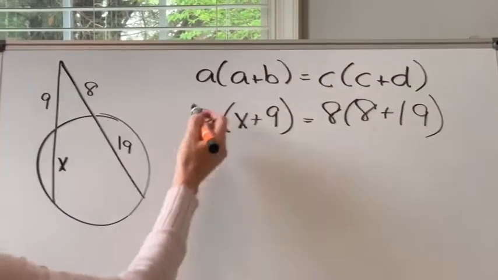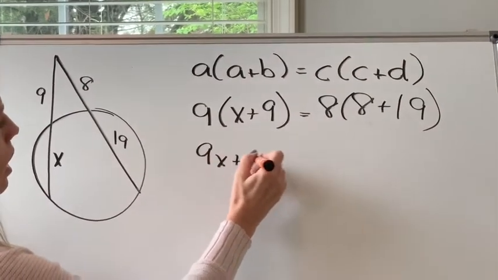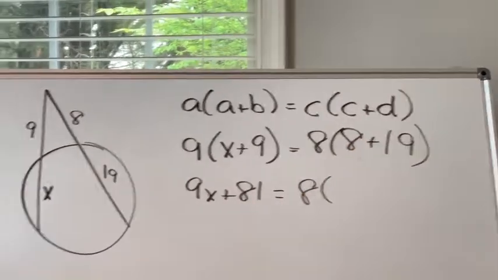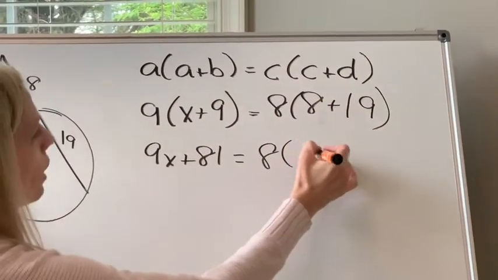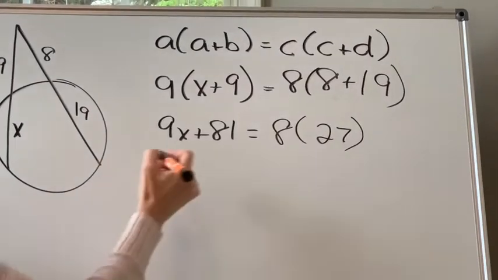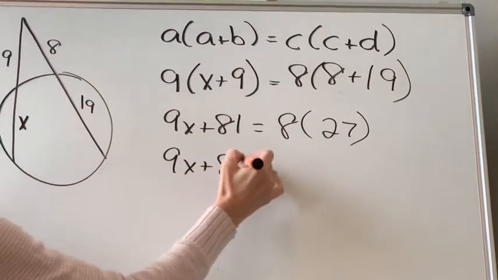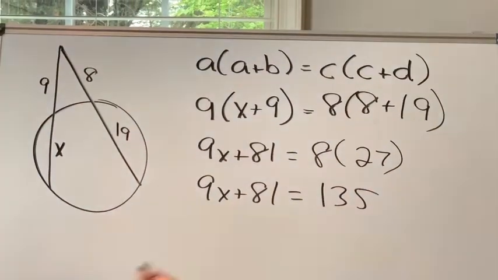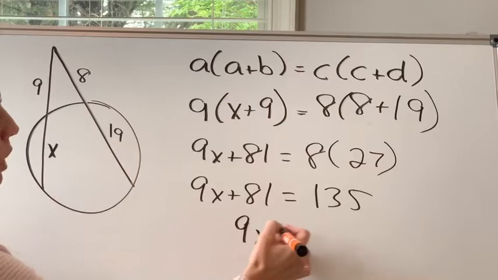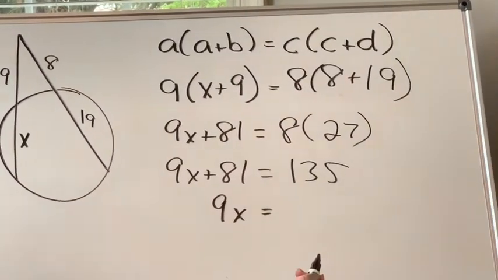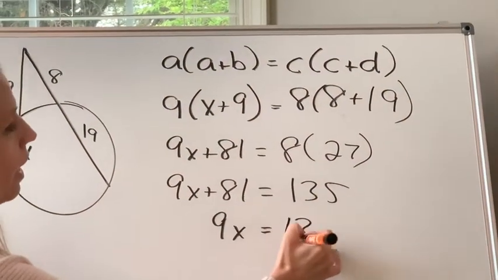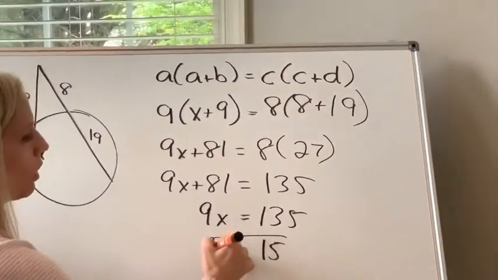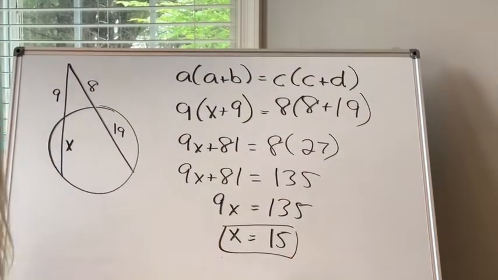All right, so we're going to distribute. So we've got 9X plus 81 is equal to, here I think it's easiest if you just go ahead and add the two values together to get 27. And then here we would have 9X plus 81 is equal to 8 times 27, which is 135. And then we're just going to solve for X. So you subtract 81 from both sides, you get 9X is equal to 135, and divide both sides by 9. We have X is equal to 15. So that's a problem that's similar to number 5.